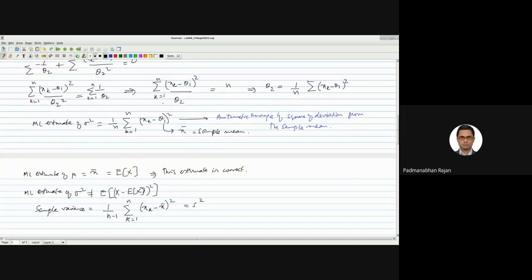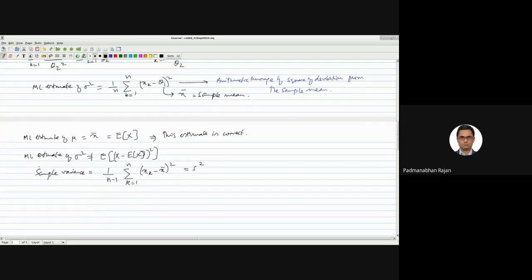And what are we getting here? The ML estimate. For the ML estimate of variance, instead of 1 by n minus 1, it is 1 by n. The expected value of the sample variance is equal to the true variance, and the true variance is what I wrote here, the expected value of x minus E of x the whole square.